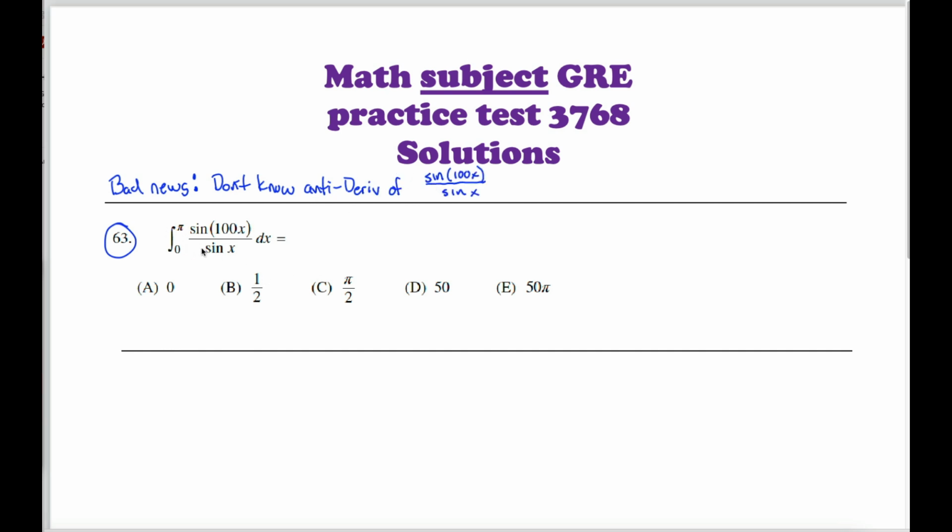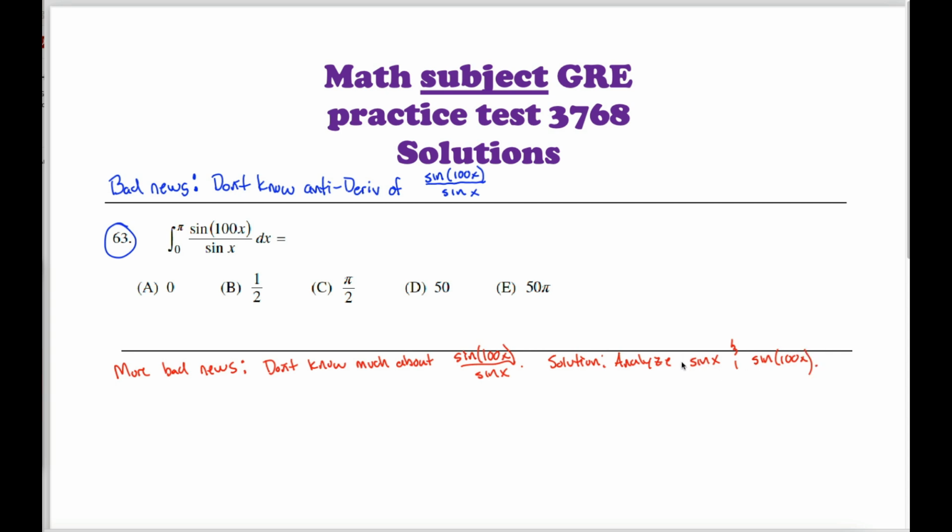So what can we do instead? Well, maybe if we analyze the integrand a little bit, we'll be able to better understand what's going on with this function. Unfortunately, I don't know what the graph of sine of 100x over sine of x looks like. So maybe instead we can analyze the components. Let's take a look at the graph of sine of x and the graph of sine of 100x independently.